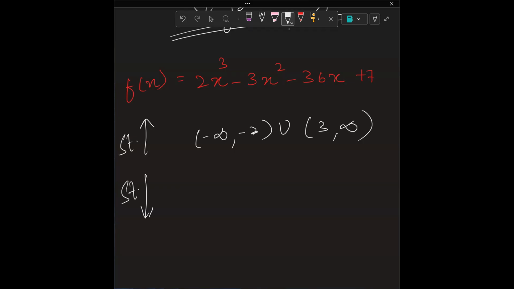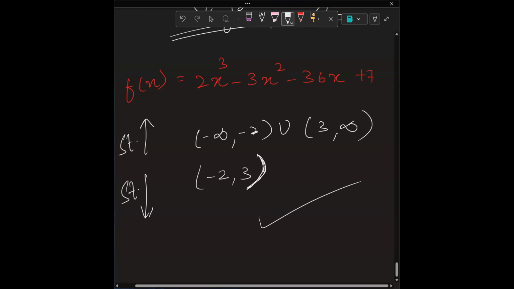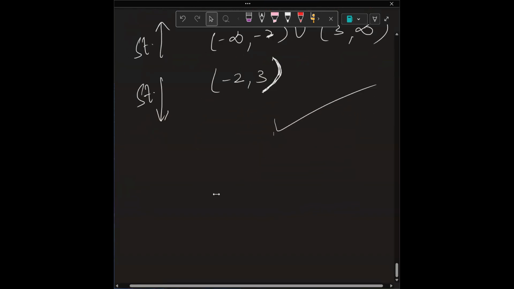And for decreasing it is minus 2 to 3 open brackets. All of you got the same answer? Yes, sir. Okay, this is right. Okay, so now let's move to the next question.